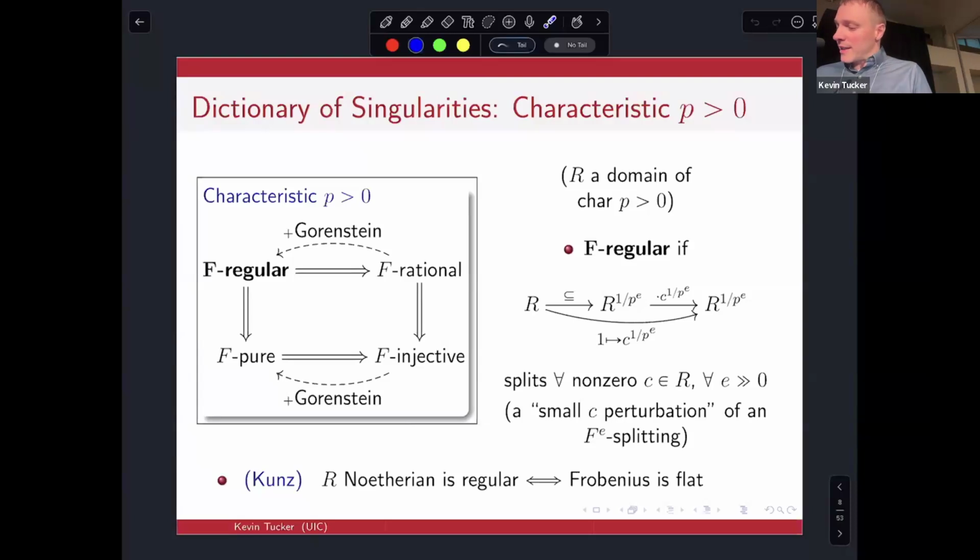And it's pretty easy to see then that for any non-zero element c, if I take big enough roots, what I'll get is part of a free basis for that free module, and it will split off. So in particular, regular rings are strongly F-regular. Okay.